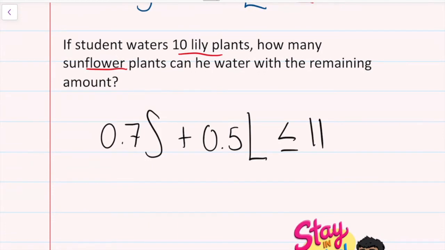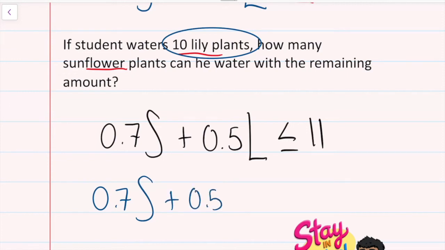We already told you there are 10 lily plants. So for every L, we're going to put a 10. So let's write this down. 0.7S plus 0.5, instead of the L, we're going to put a 10. And let's rewrite everything else, less than or equal to 11.